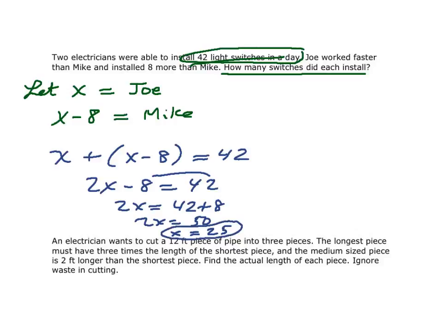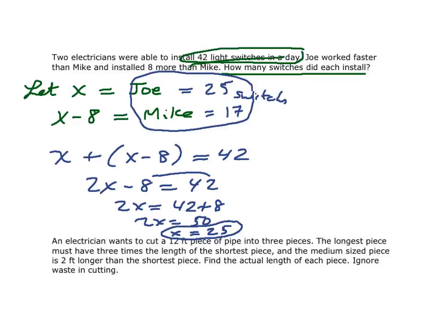I don't want to see in your answer just X is equal to 25. What I want to see is that you know what that means. Go back to your legend, and X is equal to Joe. So Joe installed 25 and Mike installed 8 less. So Mike installed 17, and that would be your answer, with the word switches, of course, to avoid trouble, which would keep you on 100%.